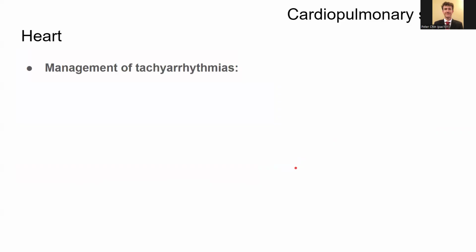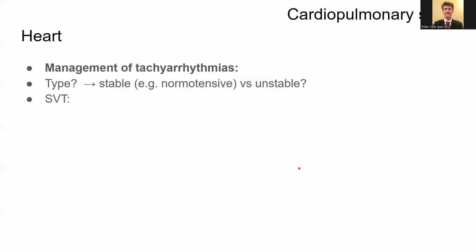Okay. So, like I said before, we'll talk about the management of tachyarrhythmias. The first thing I do is figure out the type of tachyarrhythmia. Then once I figure out the type, I determine, okay, are they stable? Are they above that magic 90 over 60 blood pressure? Or are they unstable? Based on that picture, that tells me how to manage them going forward.